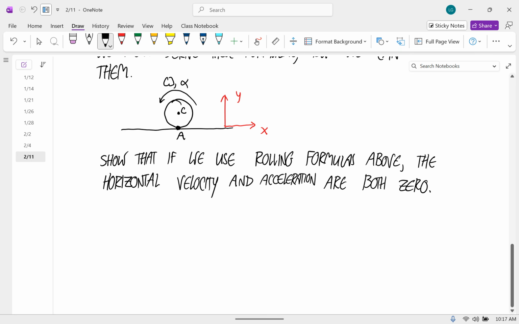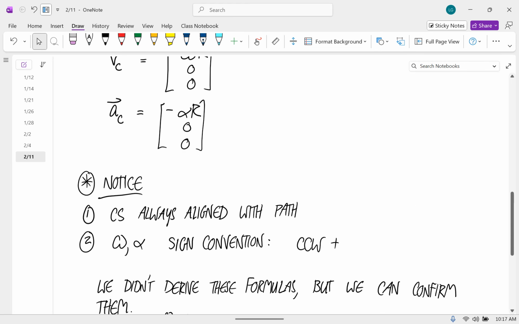Okay, so basically we're assuming this motion, and then we are going to calculate the velocity and acceleration of A. So anybody have an idea how to do that? I just had a question: the horizontal velocity and acceleration for the point A is going to be 0, but for point C? Yeah, for point C, it's going to be this.